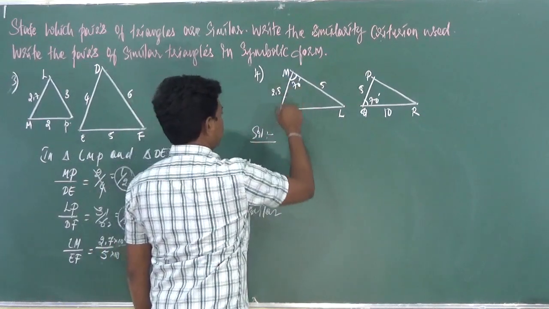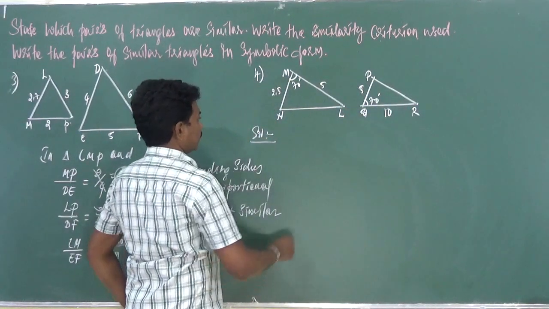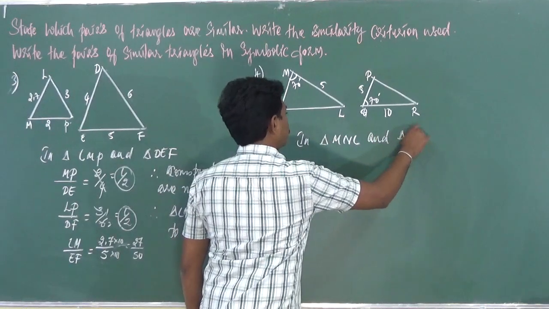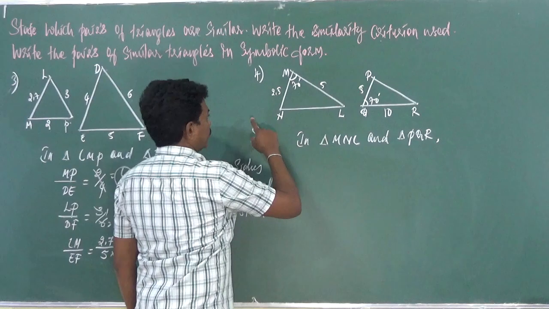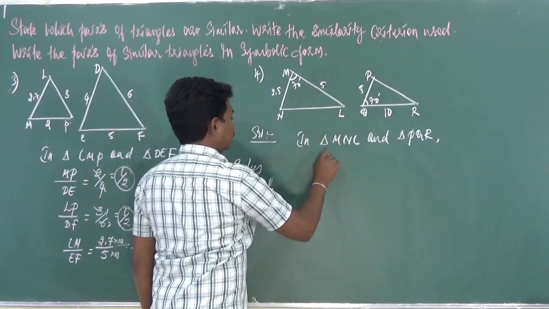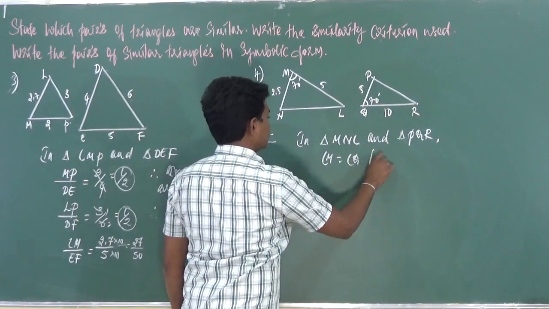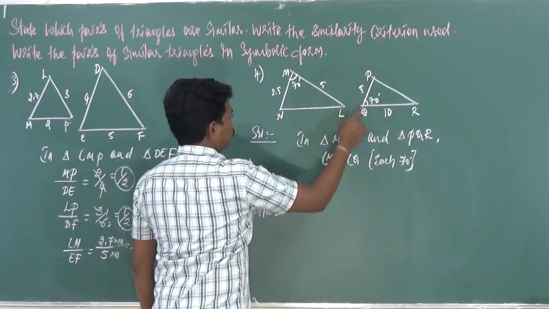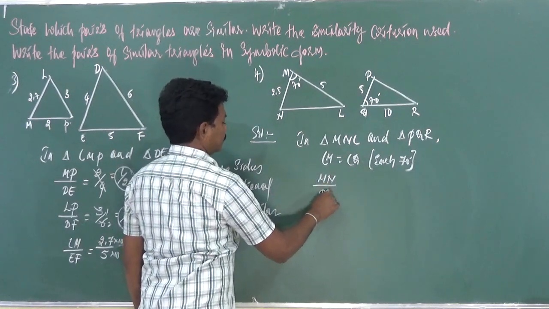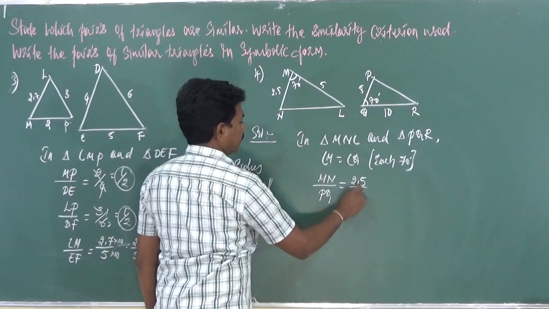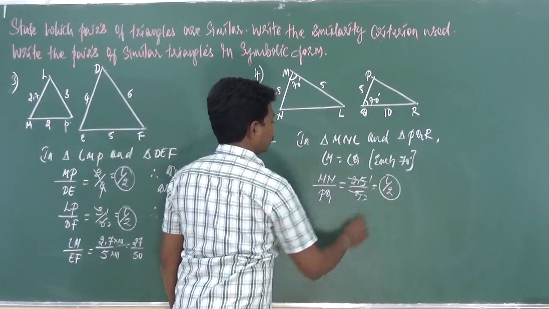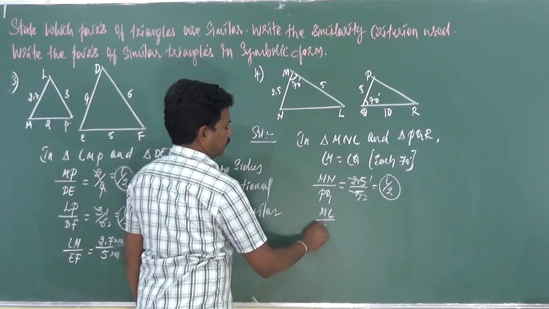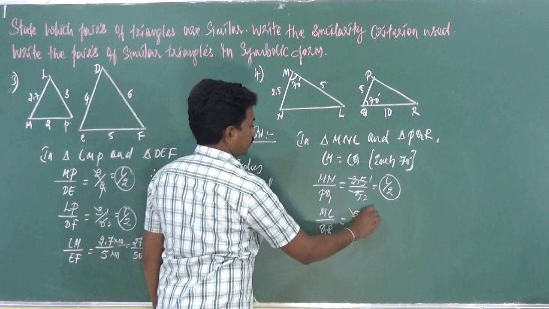Here we have triangle MNL and triangle PQR. Let us take the ratio. In triangle MNL and triangle PQR, angle M is equal to angle Q, each 70 degrees. Then MN by PQ is equal to 2.5 by 5. 2.5 goes into 5 two times, so the ratio is 1/2. Then ML by QR is equal to 5/10, that is again 1/2.